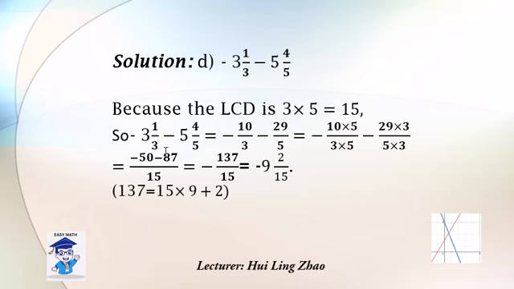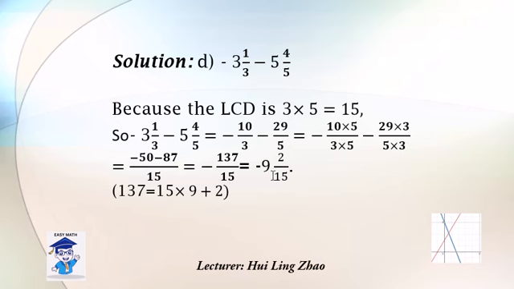Next, the numerator is negative 50 minus 87, right? 29 times 3 is 87, and then over 15. So the answer is negative 137 over 15, right? And so far we have to change the improper fraction into the mixed number because 137 equals 15 times 9 plus 2, right?